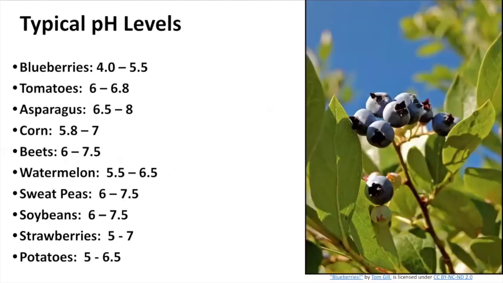Here's a good estimate of what pH is. And if you look at this screen, these are mostly garden crops. Blueberries, 5.5 to 4. Tomatoes, asparagus, corn. Again, most of them are around that 7 mark, 6.5 to 7.5.